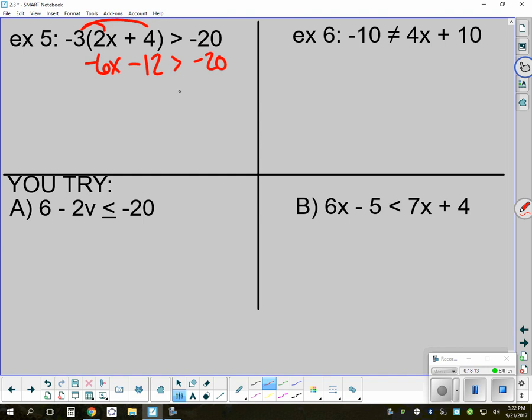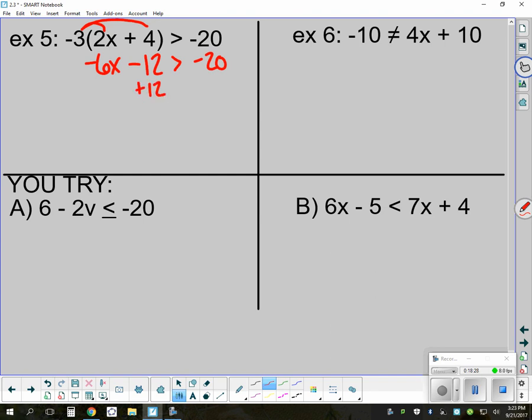I don't need to flip my sign. Yes, I multiplied by a negative here, but I didn't introduce that to the problem. I didn't change the problem in any way. I'm simply simplifying what they've given me. Okay, so we're all well and good there.